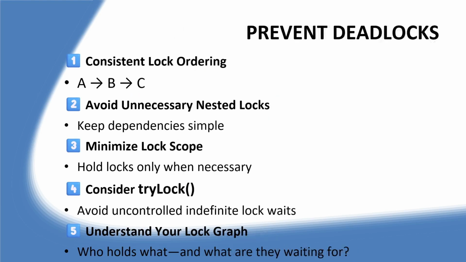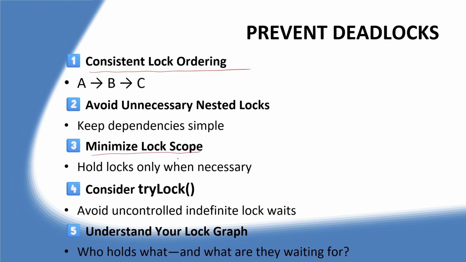Now let's summarize some practical strategies for reducing deadlock risk. First of all, establish consistent lock ordering. We have seen in the example, it should follow a consistent order for every thread. If multiple threads need multiple locks, acquire them in a consistent order. The ordering should be the same. And second is avoid unnecessary nested locks. And third is keep critical sections focused and avoid holding locks longer than necessary.